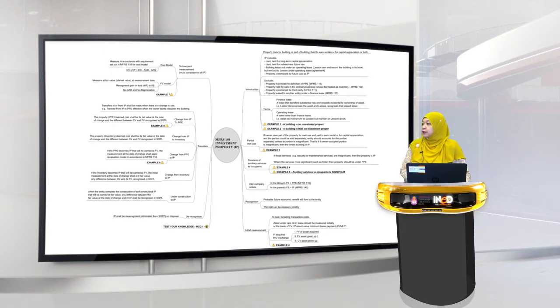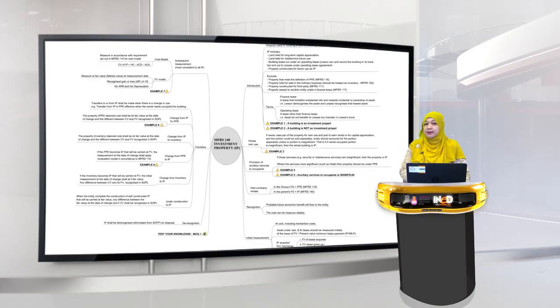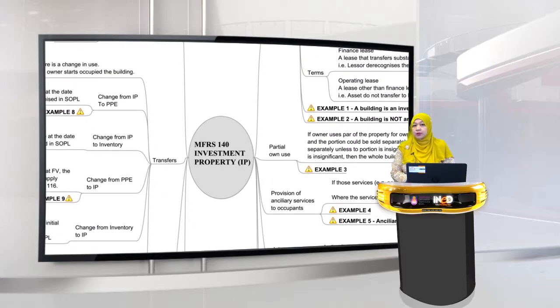So we're going to cover the terms that we need to know when we do MFRS 140, and then after that we're going to go to the initial recognition of MFRS 140. This is followed by the initial measurement and subsequently the subsequent measurement, and how do we account for transactions related to transferring from one classification such as MFRS 140 to another classification such as MFRS 116.